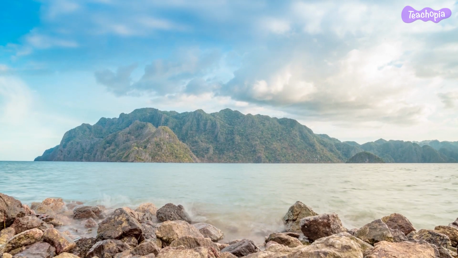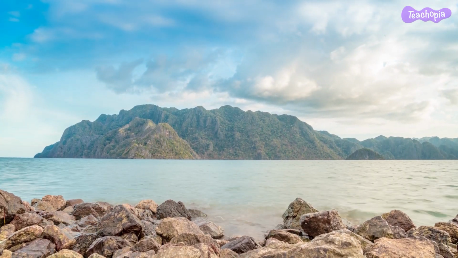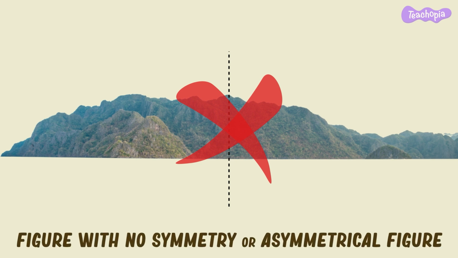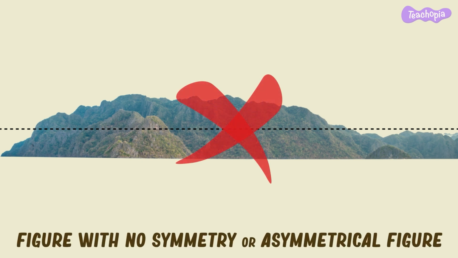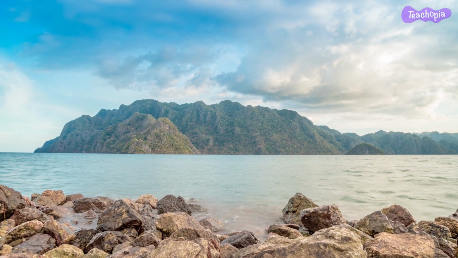Not all shapes can be folded to make their parts overlap. Observe the shape of this mountain. If you draw a vertical line, we cannot divide the outline of the mountain into two identical parts. Now, let's try another way by drawing a horizontal line. Again, it doesn't divide the mountain into identical halves. So, the outline of this mountain is not symmetrical in shape.